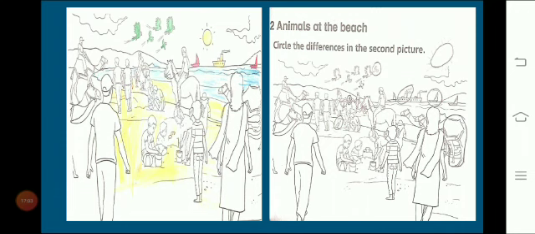Now, in picture number 1, there are 2 ships and 1 boat. But in picture number 2, there are 2 ships and 3 boats. Now look at the children here. In picture number 1, there are 4 children, but in picture number 2, there are 5 children. Can you see that small baby near the men and women who are sitting on the beach, on the sand? Good class. Now there is one more camel, and there is one more horse in picture number 2. I hope you have circled these differences.